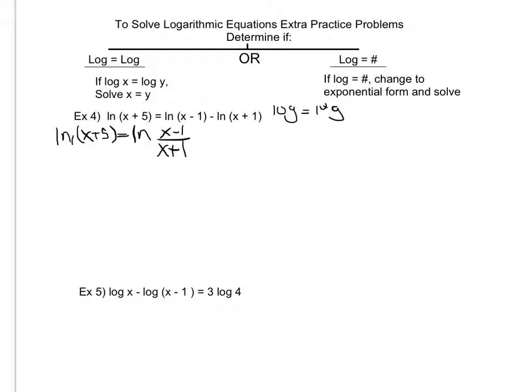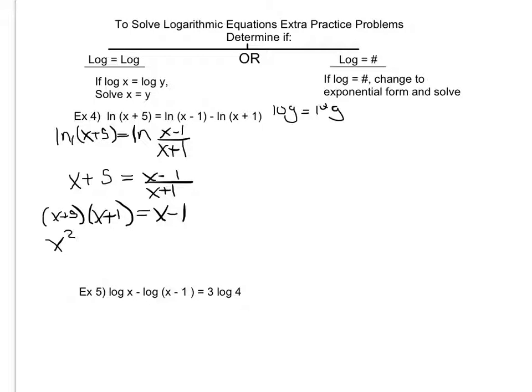Now that I have log equals log, I'm going to go ahead and say that must mean that x plus 5 has to equal x minus 1 over x plus 1. Rational equation, I cross multiply and I get x plus 5 times x plus 1 equals x minus 1. I FOIL. I can FOIL fairly quickly, so if you don't understand where I got my FOIL from, please let me know. But I will FOIL and get x squared, and then I will have plus 1x plus 5x, so plus 6x. 5 times 1 is plus, oops, I forgot my x, plus 5 equals x minus 1.